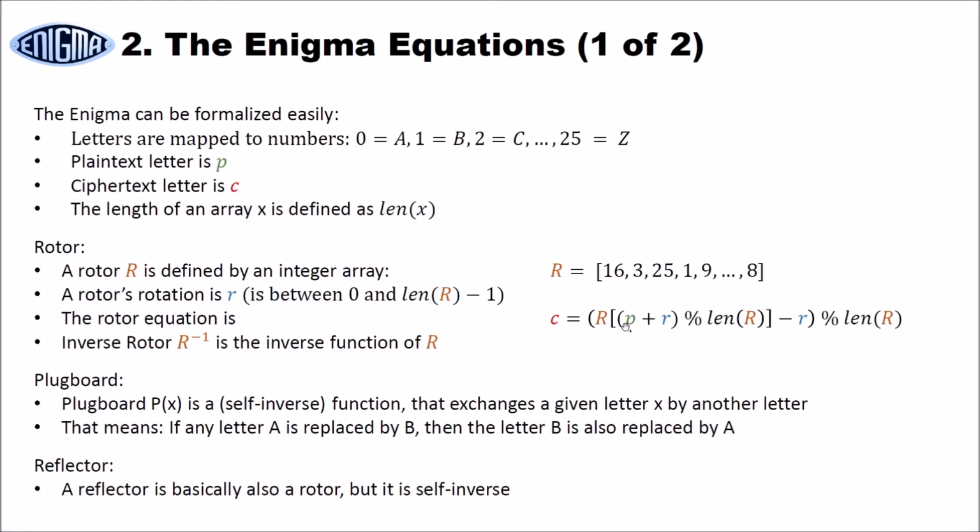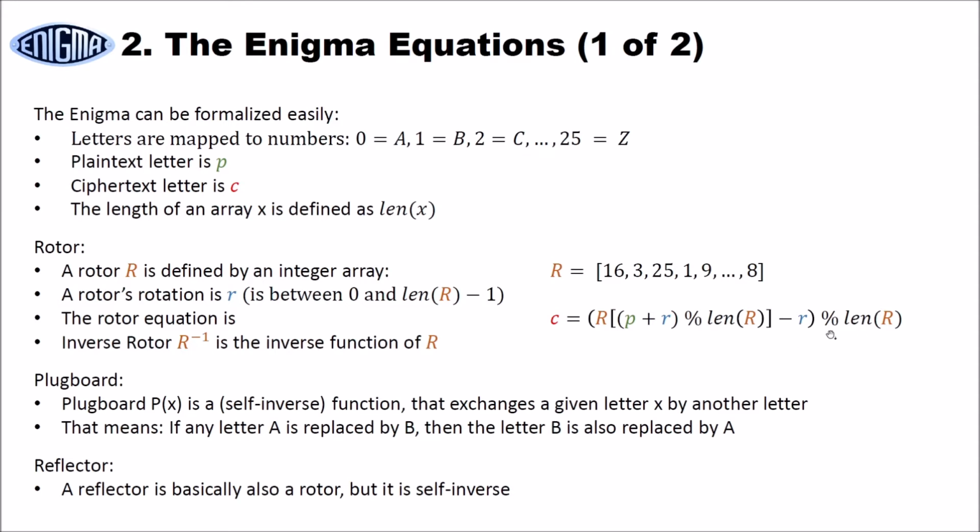And then the rotor equation is defined as the ciphertext letter equals a lookup in our rotor array at the position of the plaintext. Remember, p is also an integer number, plus the rotation number modulo the length of our rotor array. This gives us a value from that array. Remember, these are also numbers or integers. Then we subtract from this number again the rotation and compute the modulo again of the length of the rotor. This is the rotor equation.